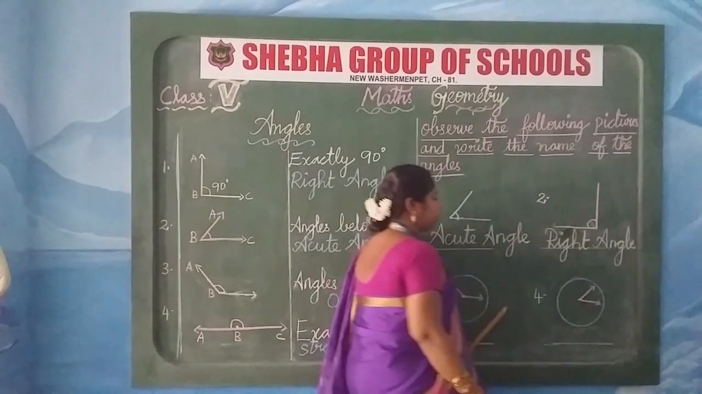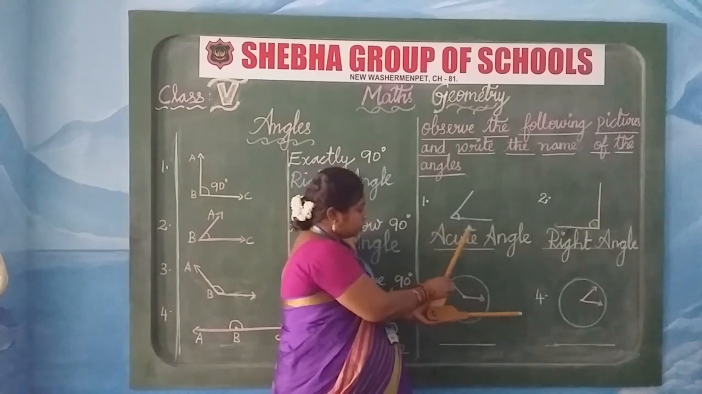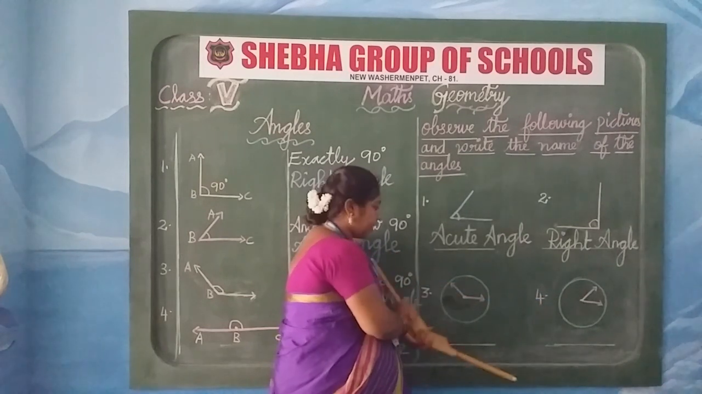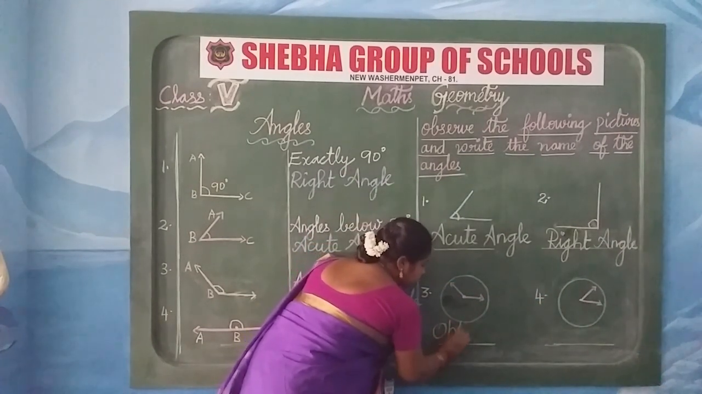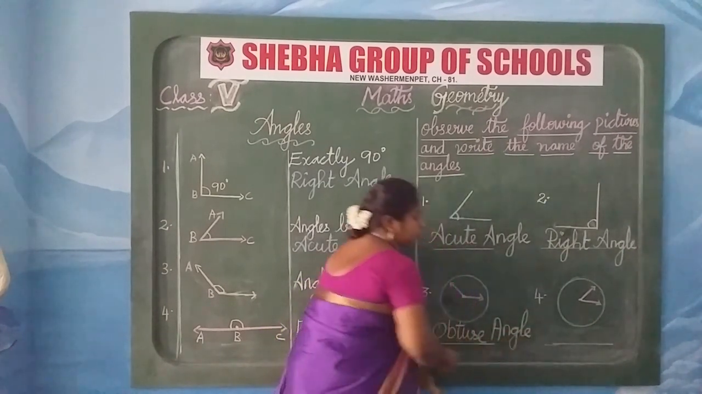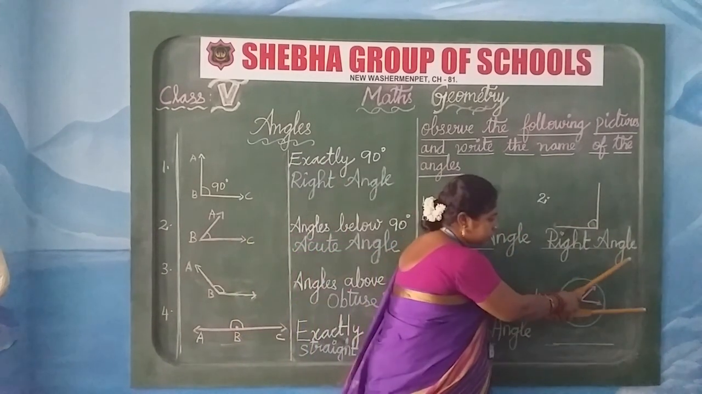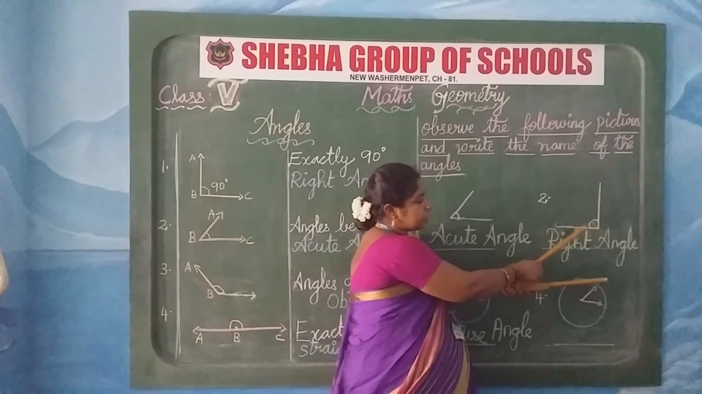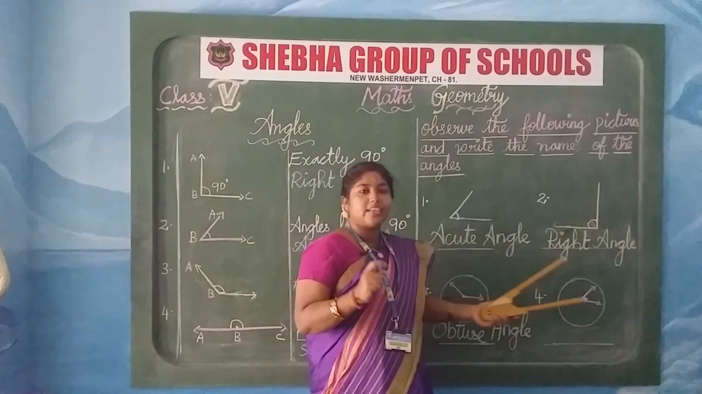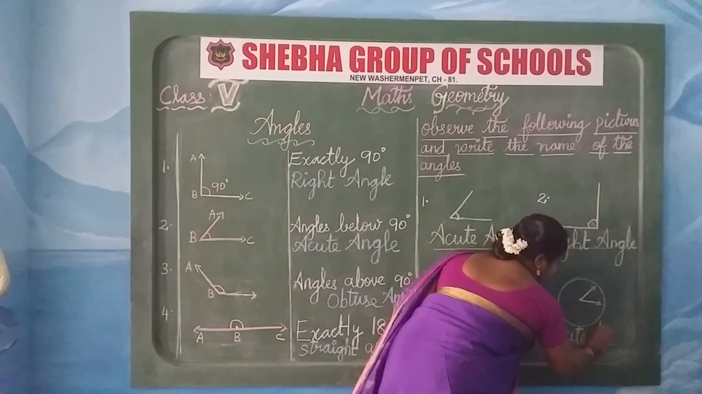Let me know the answer for the third one. Students, observe the third one. How does it look? It is above 90 degrees, so it is an obtuse angle. Children, observe the fourth one. I need your answer. How does it look? It is below 90 degrees. Yes, you are right, children. You are so brilliant. It is an acute angle.